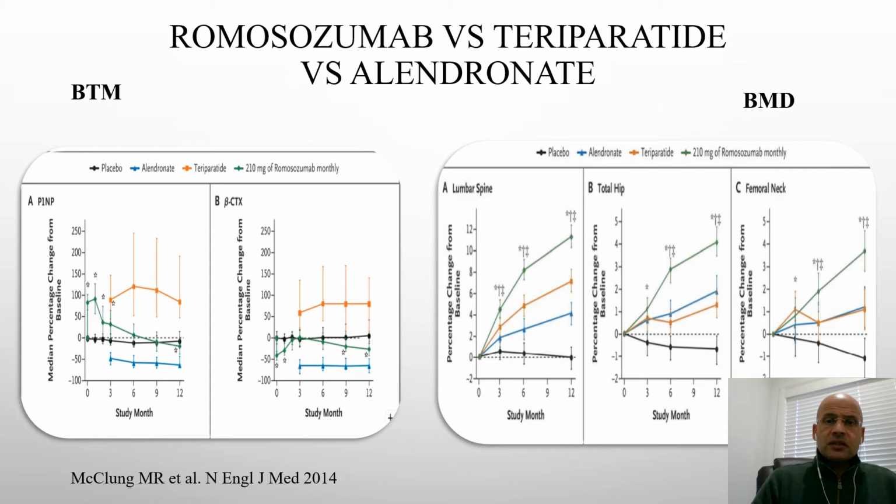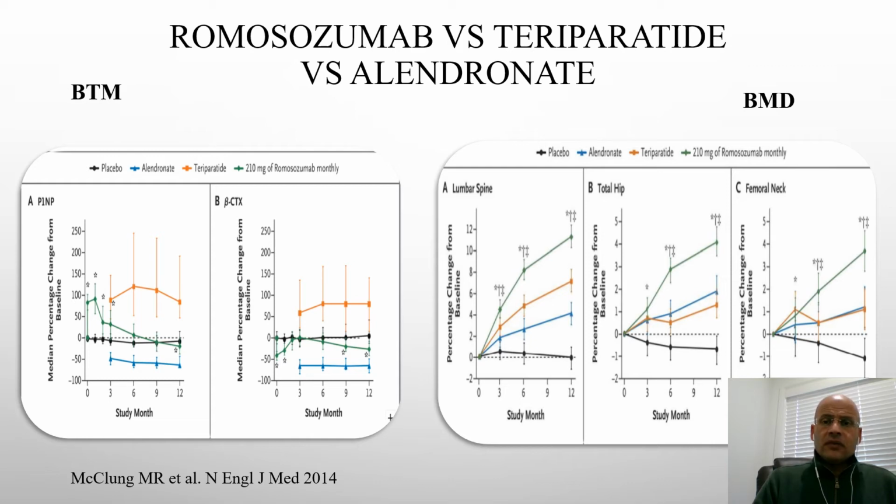This is another study, actually a four-arm RCT, that looked into romosozumab versus teriparatide and alendronate with respect to BMD. And clearly, the romosozumab here in green has scored much better than the teriparatide, particularly because it actually works, as I said, in the quiescent spine, which is about 90% of our spine at any point in time.